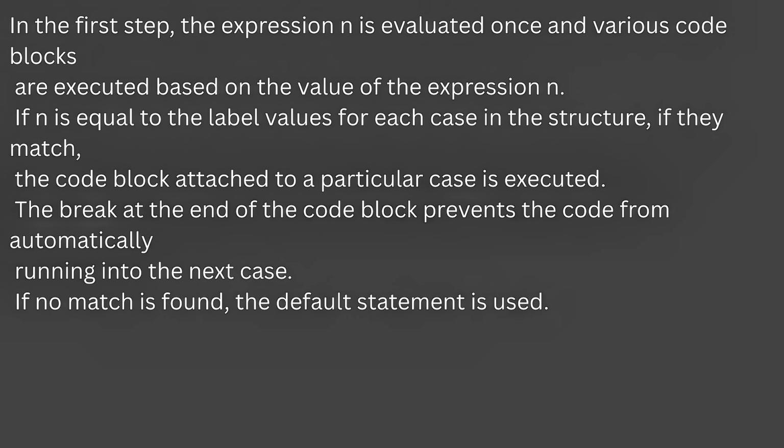In the first step, the switch statement evaluates the expression, usually a variable, only once. This is an important difference compared to the if-else-if structure, where each condition has to be checked individually. In the switch statement, the value of the expression is compared against several predefined case labels. If the value matches one of the case labels, the code block belonging to that case is executed. For example, if the variable equals label2, then the program jumps directly to the code under case label2 and runs that block. This makes the flow very straightforward and easy to follow.